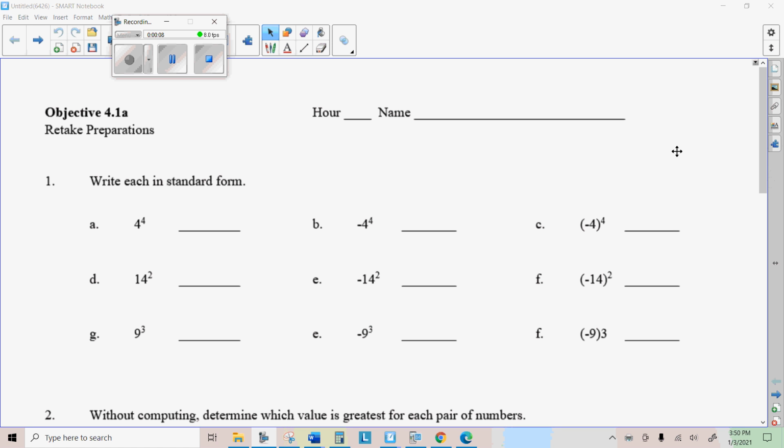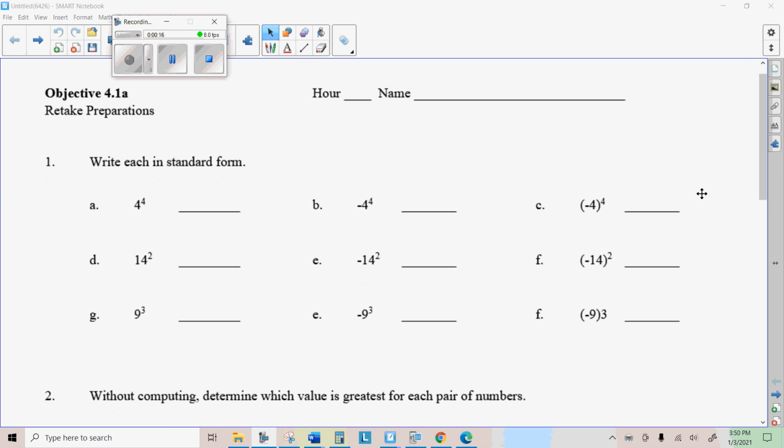Hey, if you're watching this video, then that means you didn't do so well on the 4.1a objective. So I'm just going to go over that quick with you. I think it really helps to have a calculator to help you decide with these exponent problems. It doesn't always work, but at least you can kind of get an idea.